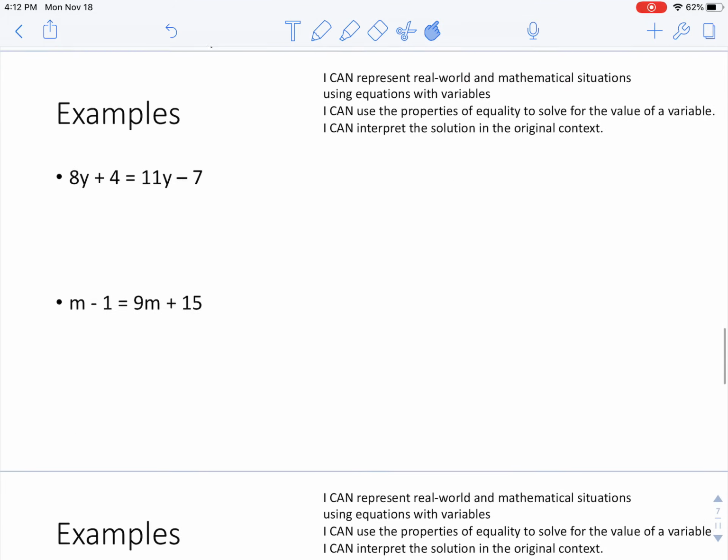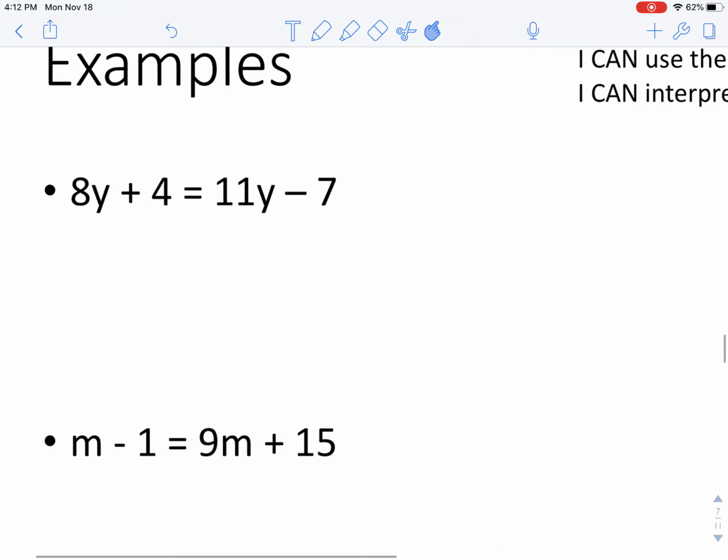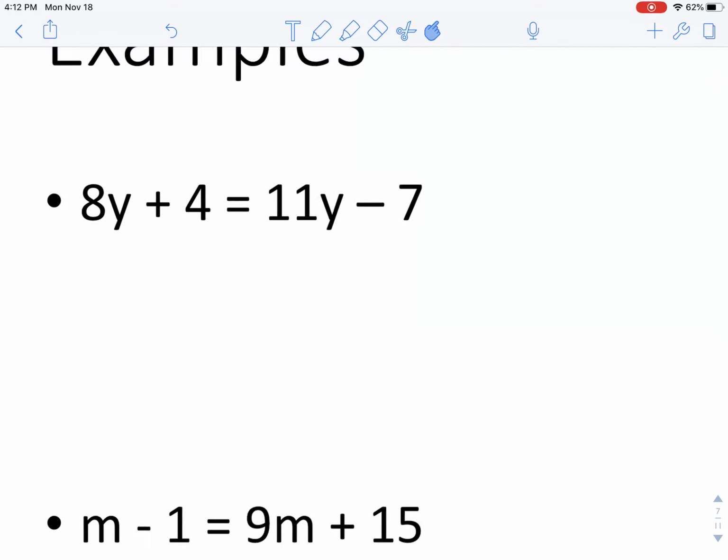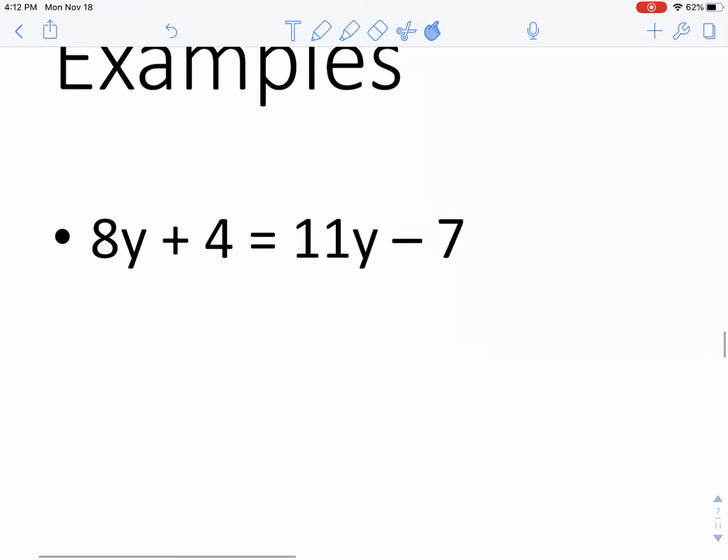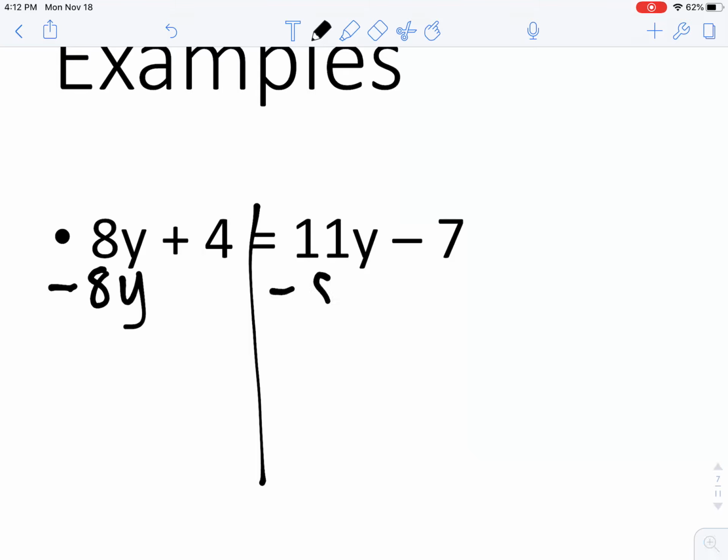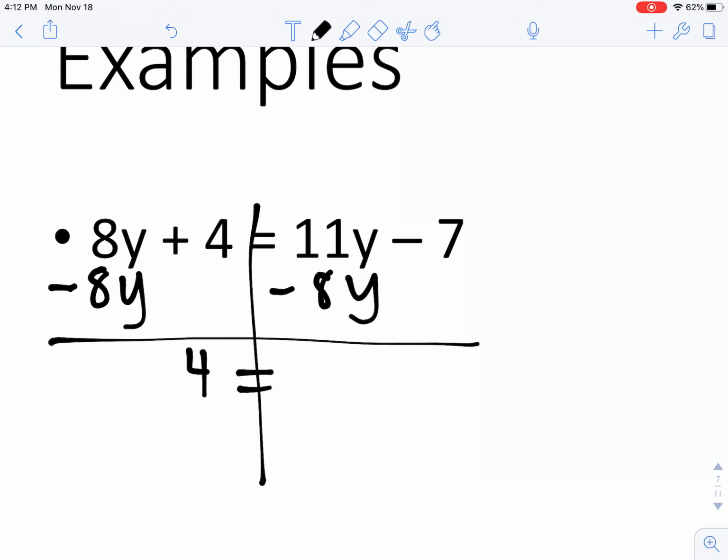All right, a couple of examples here. 8y plus 4 equals 11y minus 7. I'm going to try to get all of my y's together on one side. So I'm going to subtract 8y from both sides. And I'm left with 4 equals 3y minus 7.